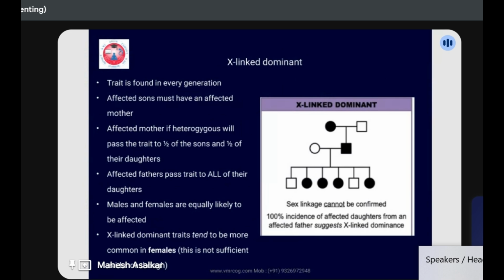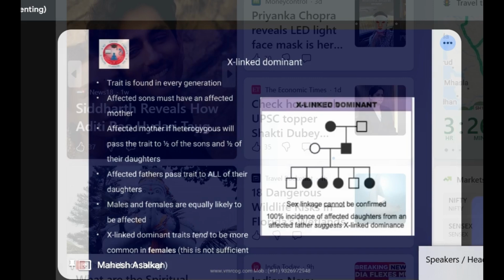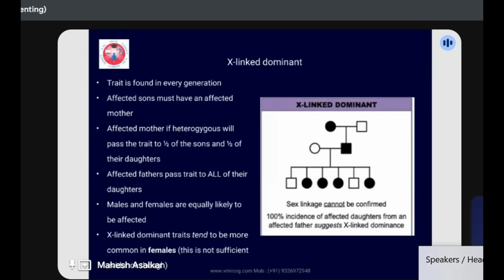So an affected son has to have an affected mother. An affected mother, if heterozygous, will pass the trait to 50% of her sons and 50% of her daughters. An affected father passes the trait to all his daughters. Males and females are equally likely to be affected. Again, this is a dominant condition, so both males and females will be affected.